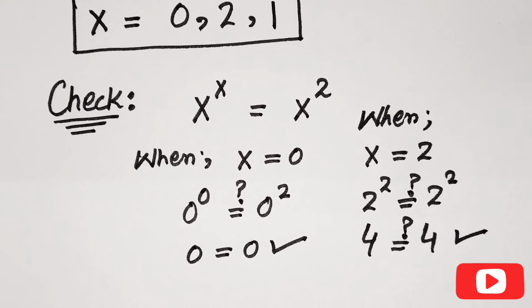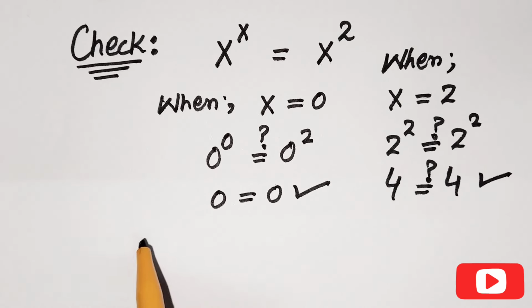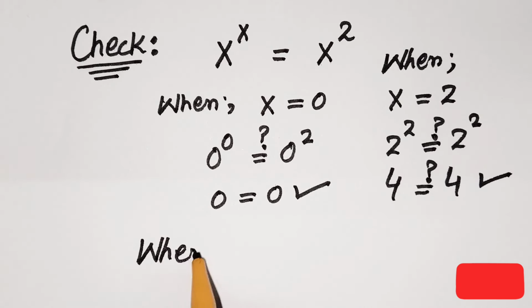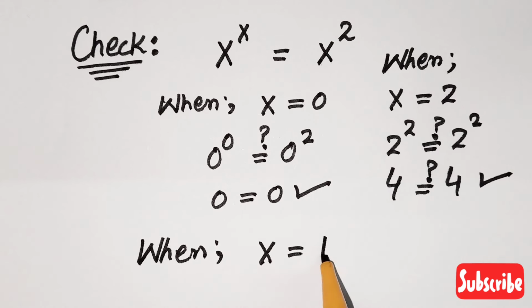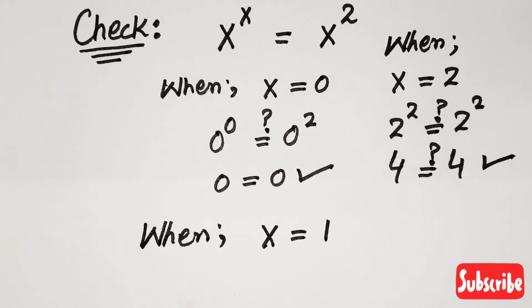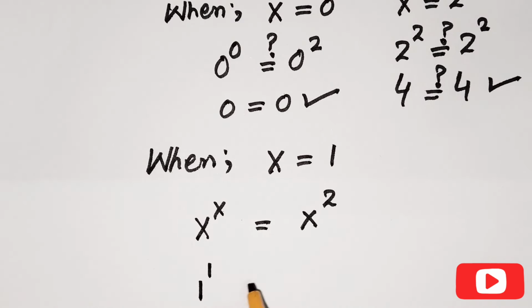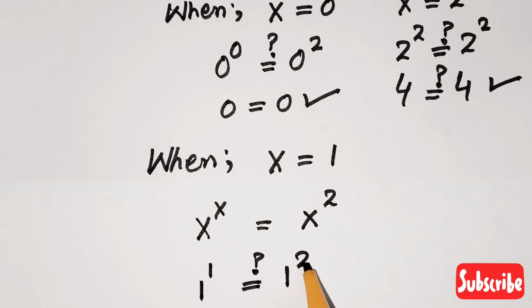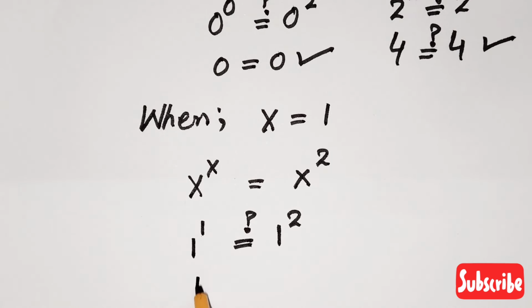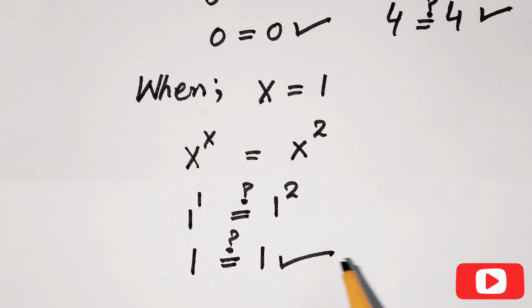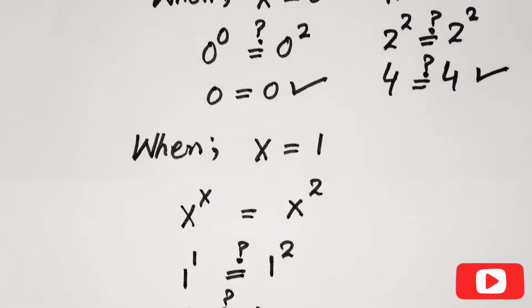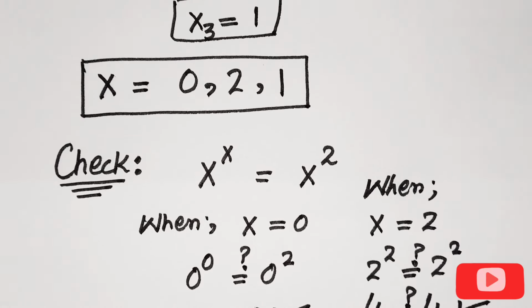Now x is equal to 1. When we put in x is equal to 1, our problem is x raised to the power x is equal to x squared. So 1 raised to power 1 is equal to 1 squared. We know that 1 raised to power 1 is equal to 1 and 1 squared is also equal to 1. So our left hand side is equal to right hand side. Hence we have proved that our answer is true for this problem.